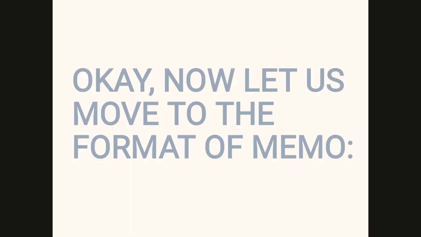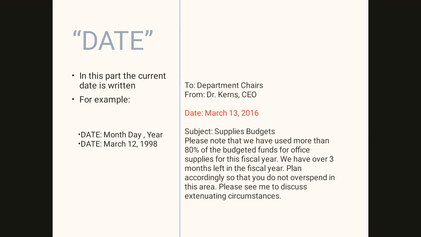So okay, let's now move towards the format of a memo. Date: in this part the current date is written. For writing the date there must be a proper format, which is month, day, and then year. Example, March 12, 1998. Over here at the right side you can see the example where the date is written in the format of month, day, and year.